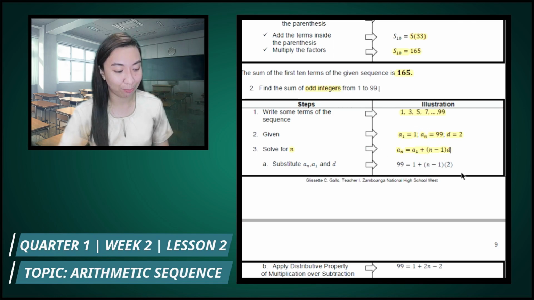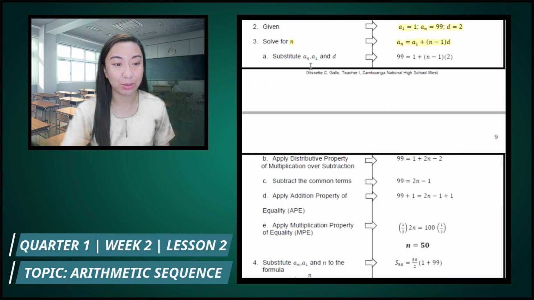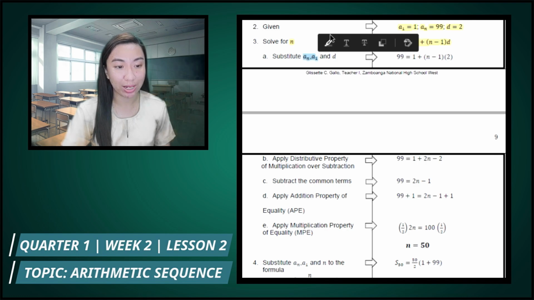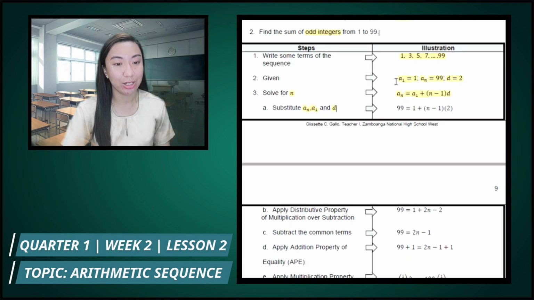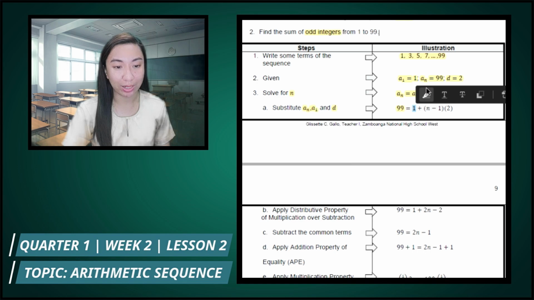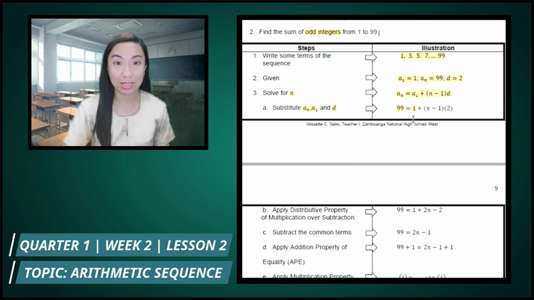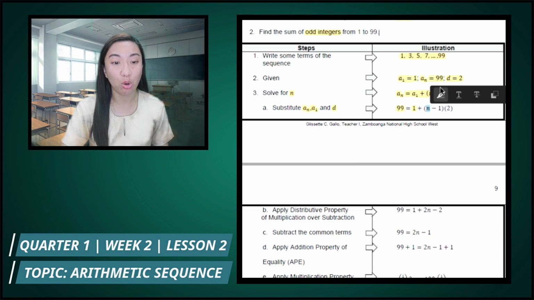Paano? Let us continue. First, we are going to substitute the values of a sub n, a sub 1, and d. In the given equation, we have a sub n which is equal to 99. Our a sub 1 is equal to 1. So 99 equals 1 plus the quantity of n minus 1. n here will remain as a variable because that is the unknown. Yan yung hahanapin natin. And then our common difference is equal to 2.